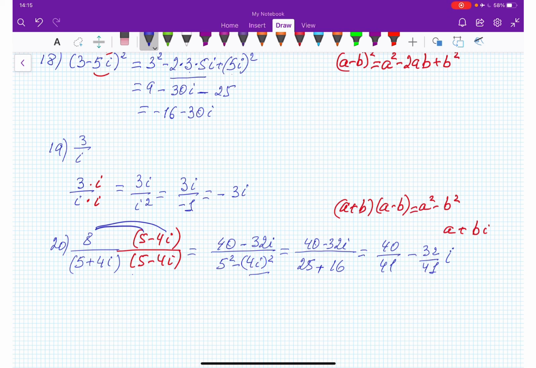Just in case you have a question raised in your mind, how we left the previous one as a negative 3i, it's the same way. I can write it down as a real number, which will be equal to 0, and then minus 3i. Yeah, same way.